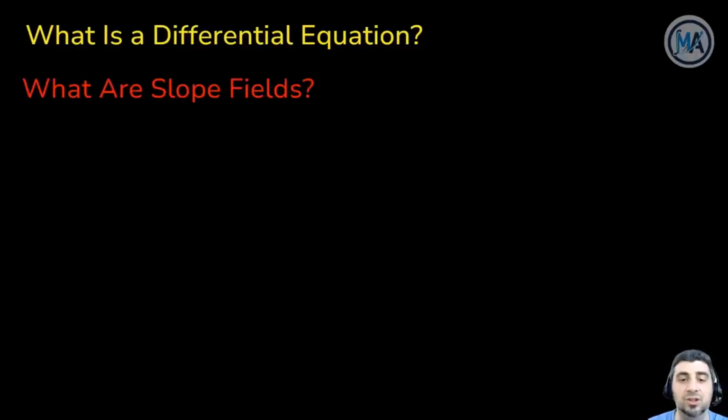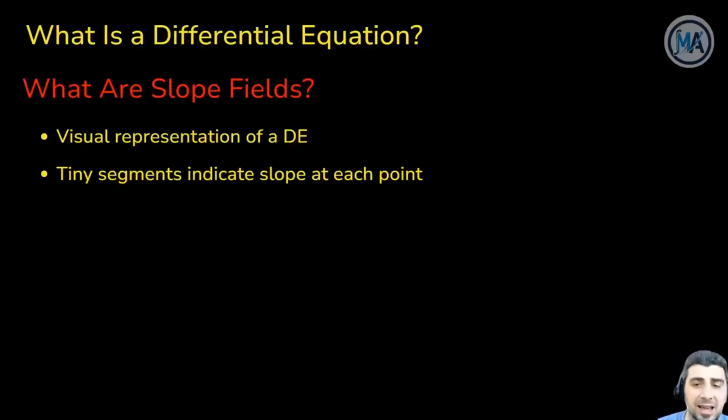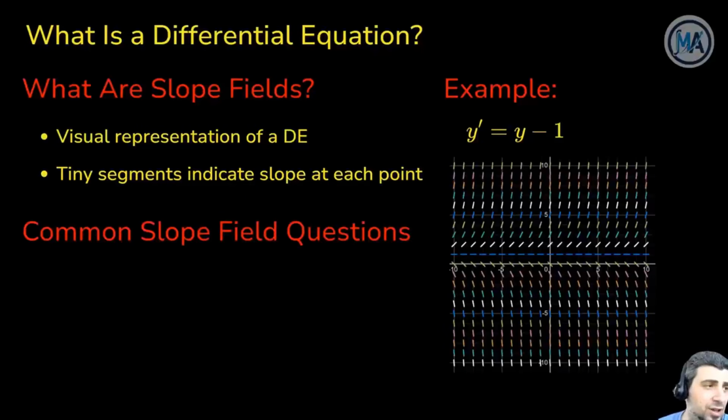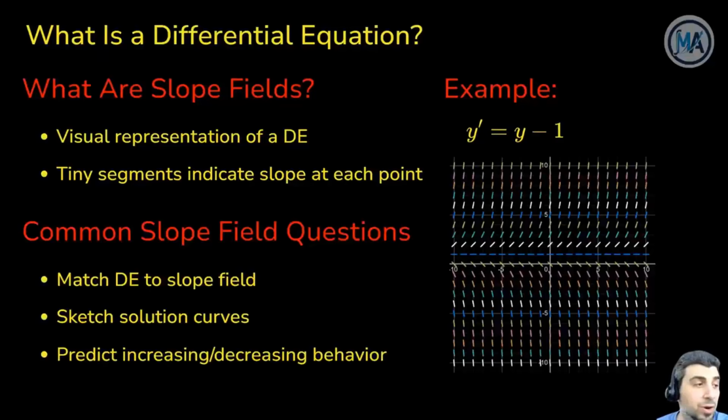Slope fields. These show small line segments with slopes determined by dy/dx at each point. If we have y prime equals y minus 1, here's an example of what the slope field looks like. And notice as y increases, so do the slopes, but as x increases or decreases, they do not change. AP tasks include matching a differential equation to a slope field, sketching solution curves, as well as predicting increasing and decreasing behavior of a function and interpreting that behavior.